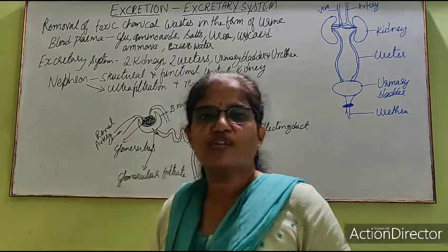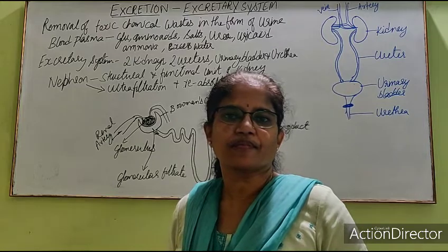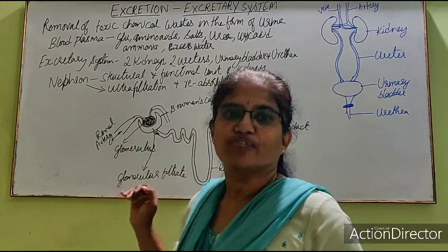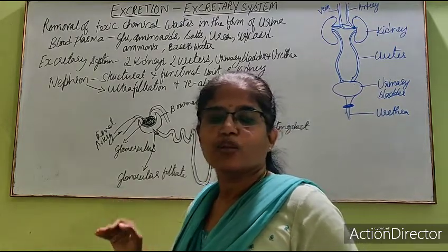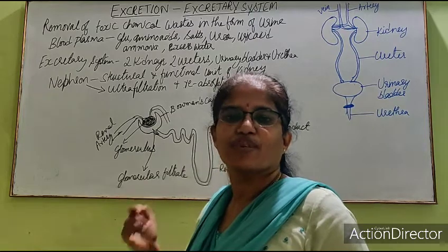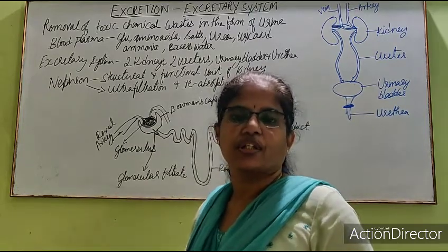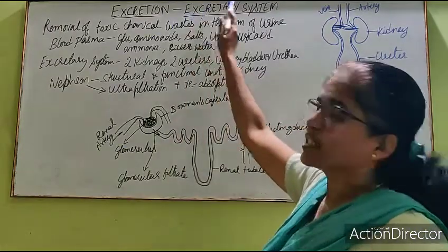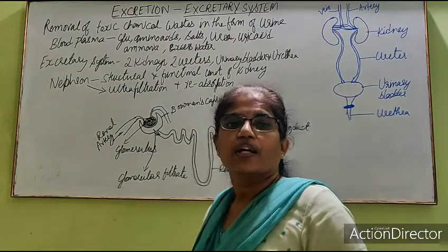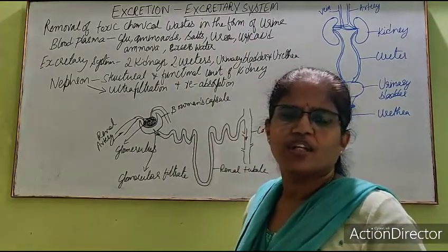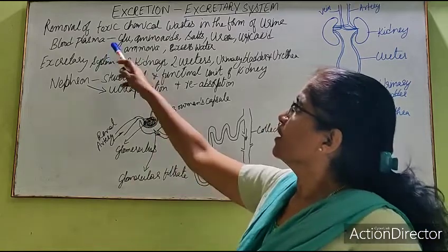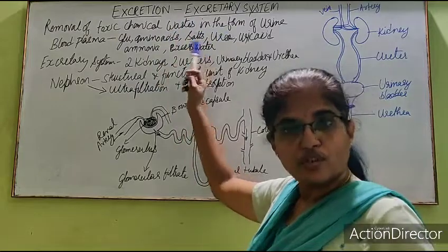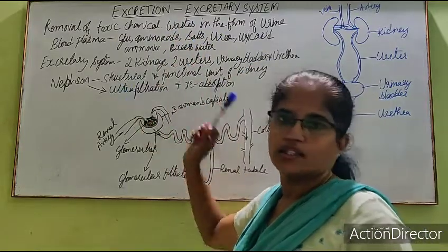Excretion is the removal of toxic chemical substances present in the blood in the form of urine. The toxic chemical waste which we excrete in the form of urine is called excretion. Okay? This excretion is carried out by the system called the excretory system. In blood we have seen many substances such as glucose. Blood plasma contains glucose, amino acids, salts, urea, uric acid, ammonia and other things.